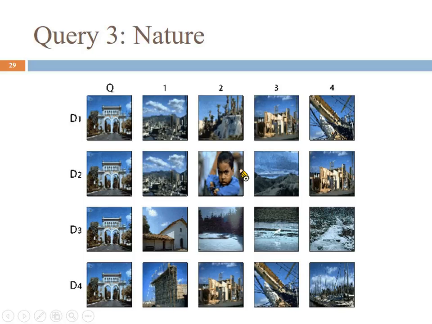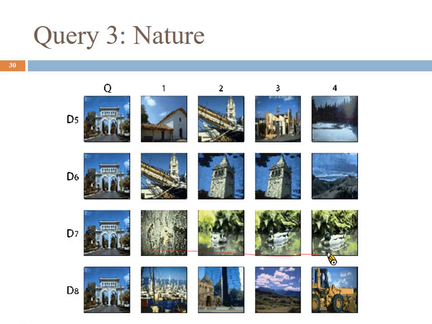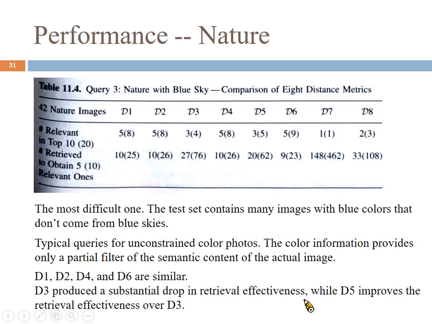The third benchmark query is the nature query. We can see that D1 is satisfactory, but for D2, there is a bad result here. For D3, there are several bad results here. D7 is quite bad, and D8 is quite bad. So here is the quantitative result. We also see that D1, D2, D4, D6 are good, and D7 is very bad.